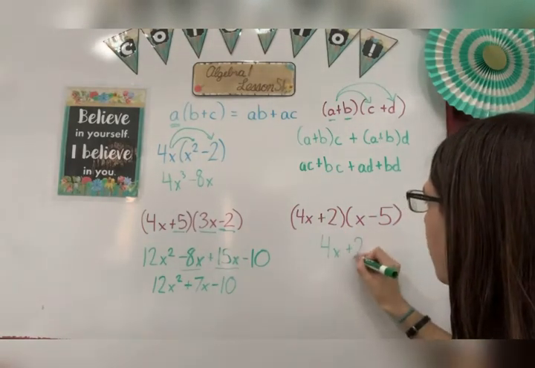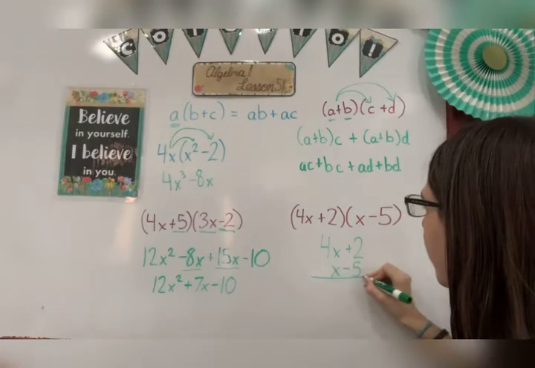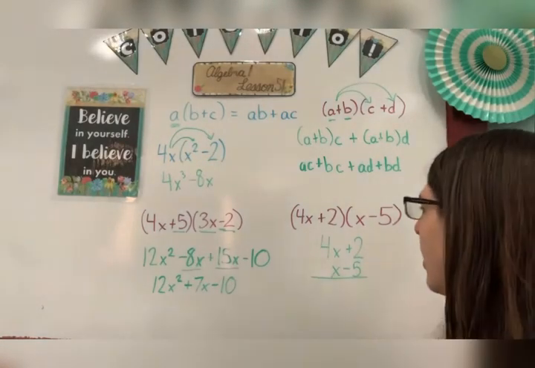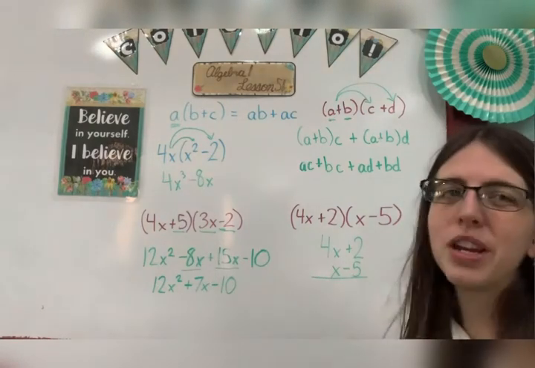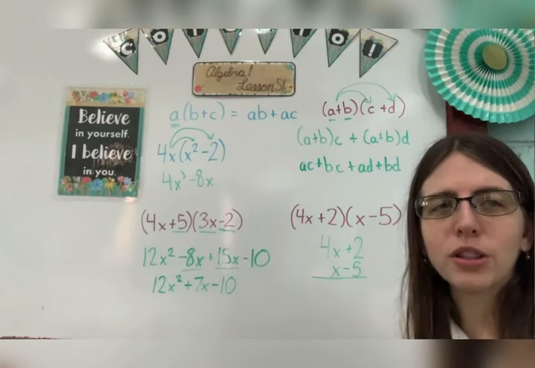4x plus 2 times x minus 5. You just stack them like that. Then you start with your x. So this one you kind of work backwards from what you would do if you were multiplying normal numbers.